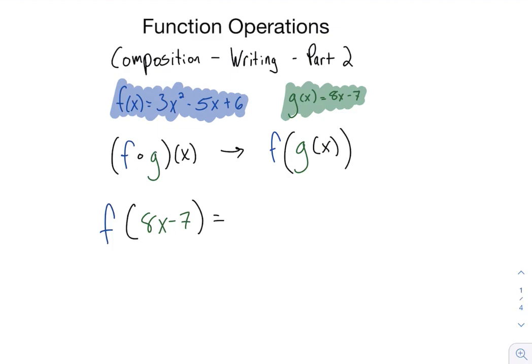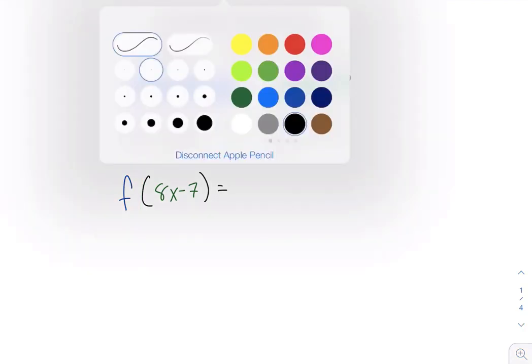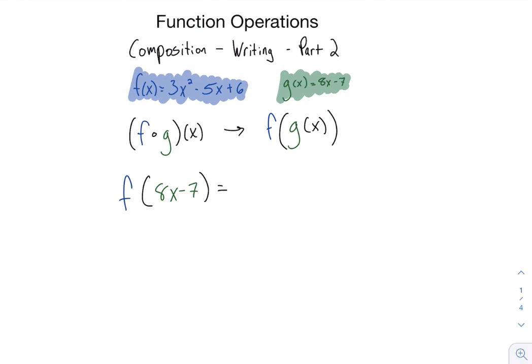And then what I'm going to do is, again, something that I might already know how to do. Maybe I know how to evaluate functions. So when we evaluate functions, we take whatever is inside the set of parentheses and we plug it in for all the x's in the function that's on the outside. So I'm going to rewrite function f. And everywhere I see x, I'm going to pause, and instead of writing x, I'm going to substitute in 8x minus 7, which is that function g.